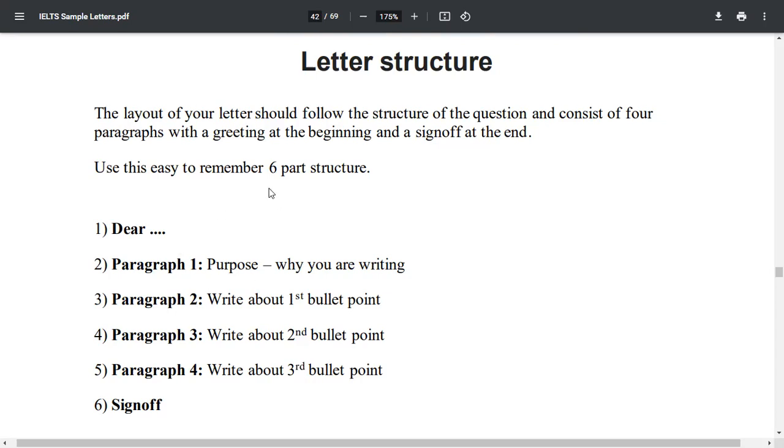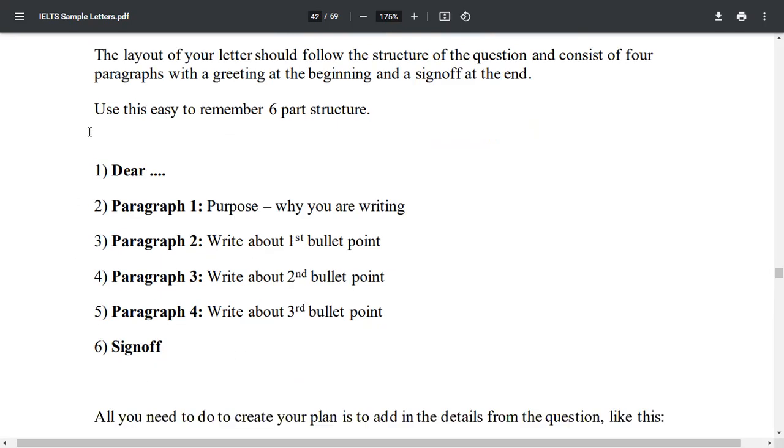We are going to use this 6-part structure, starting with dear, and that's the greeting. Then we have paragraph 1, which is the purpose sentence. You have to write why you are writing the letter. For example, I am writing to blah, blah, blah. And then we have paragraph 2, answering the first bullet point of the question. Paragraph 3, answering the second bullet point of the question. And paragraph 4, answering the third bullet point of the question. And finally, we have the sign off, where you state, for example, kind regards, or yours faithfully, or yours sincerely, or if you are writing to a friend, you could say keep in touch, or the best, see you soon, whatever.